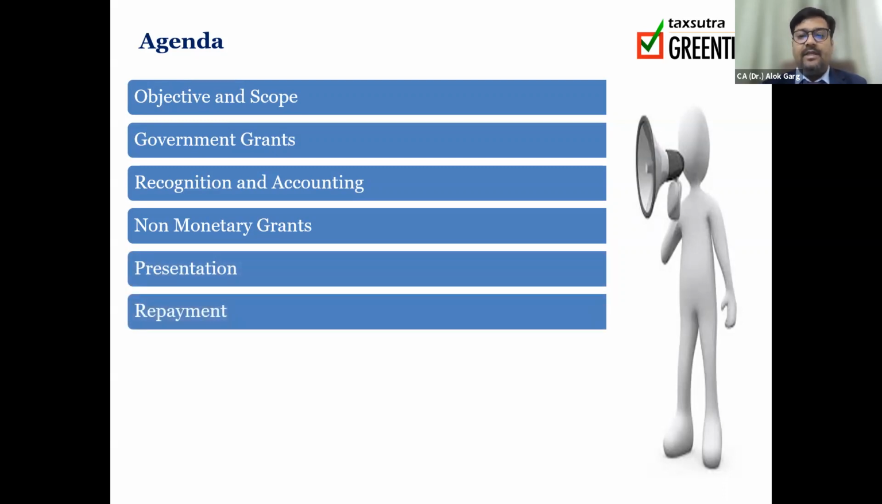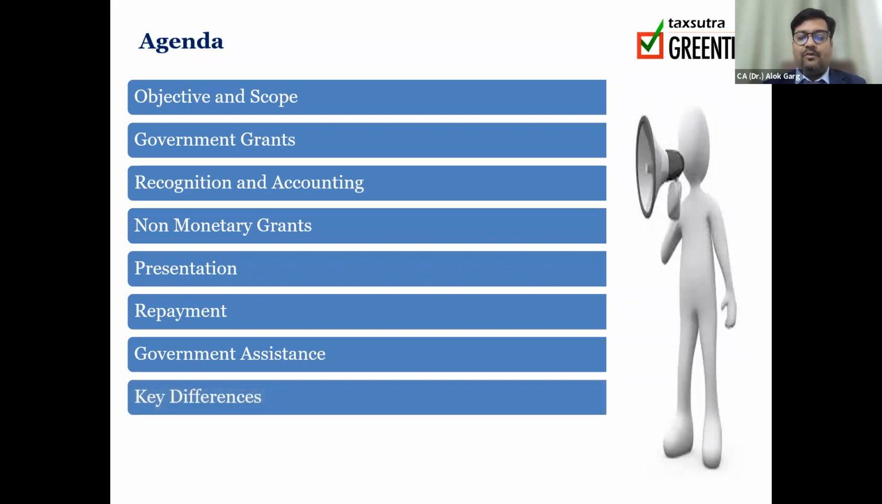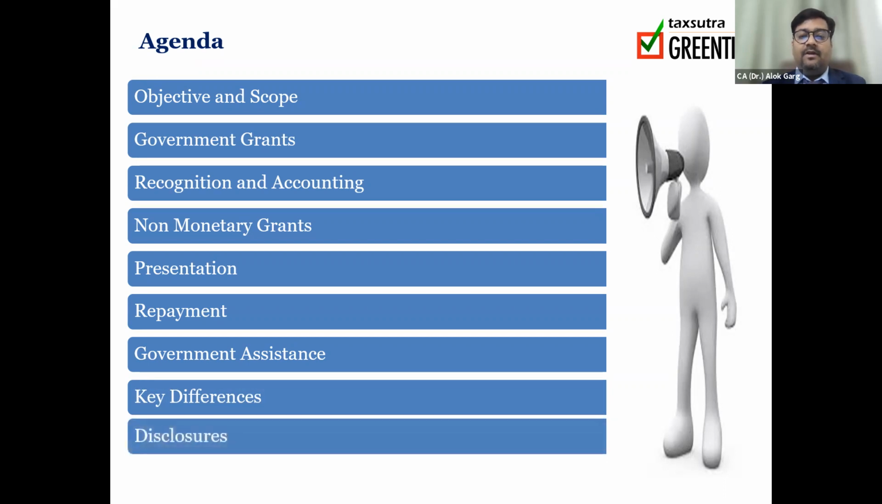Then what happens in case the grant which is given by the government to a particular company is required to be repaid by the company to the government in the subsequent years? In that case, what will be the accounting treatment? Then we will talk about what is meant by government assistance. And then we will discuss what are the key differences between accounting standard and Ind AS. And we'll quickly cover the disclosure aspect of Ind AS 20. So these are the 7-8 agenda items of this particular standard.